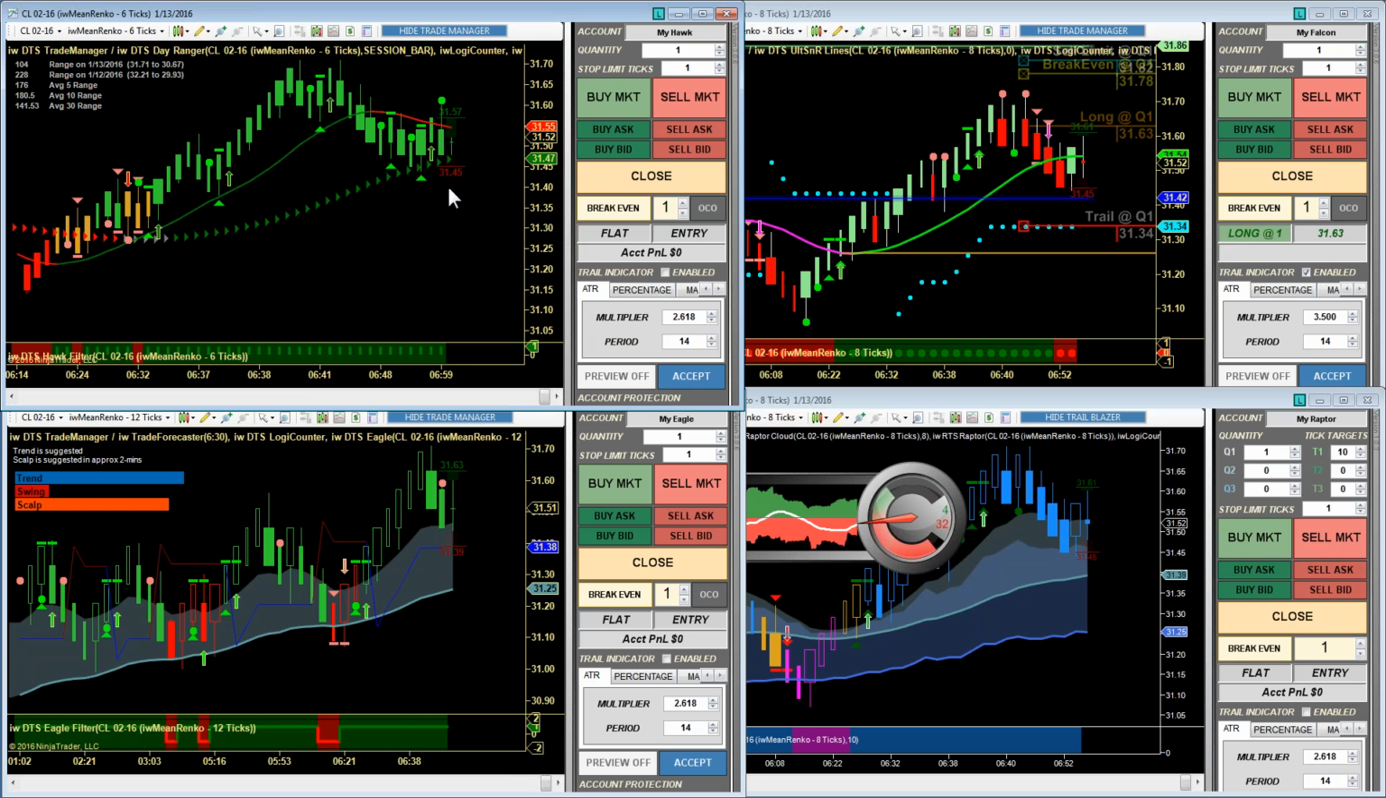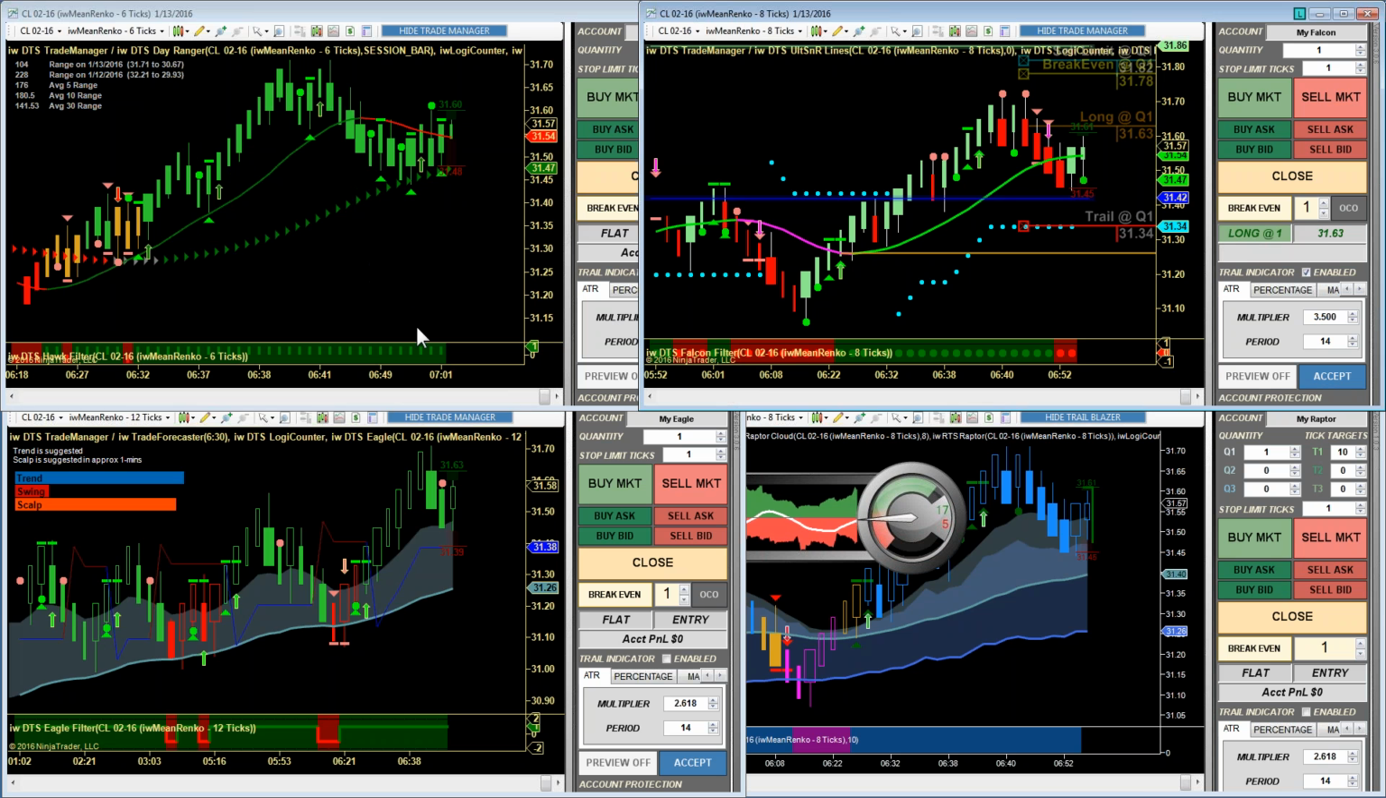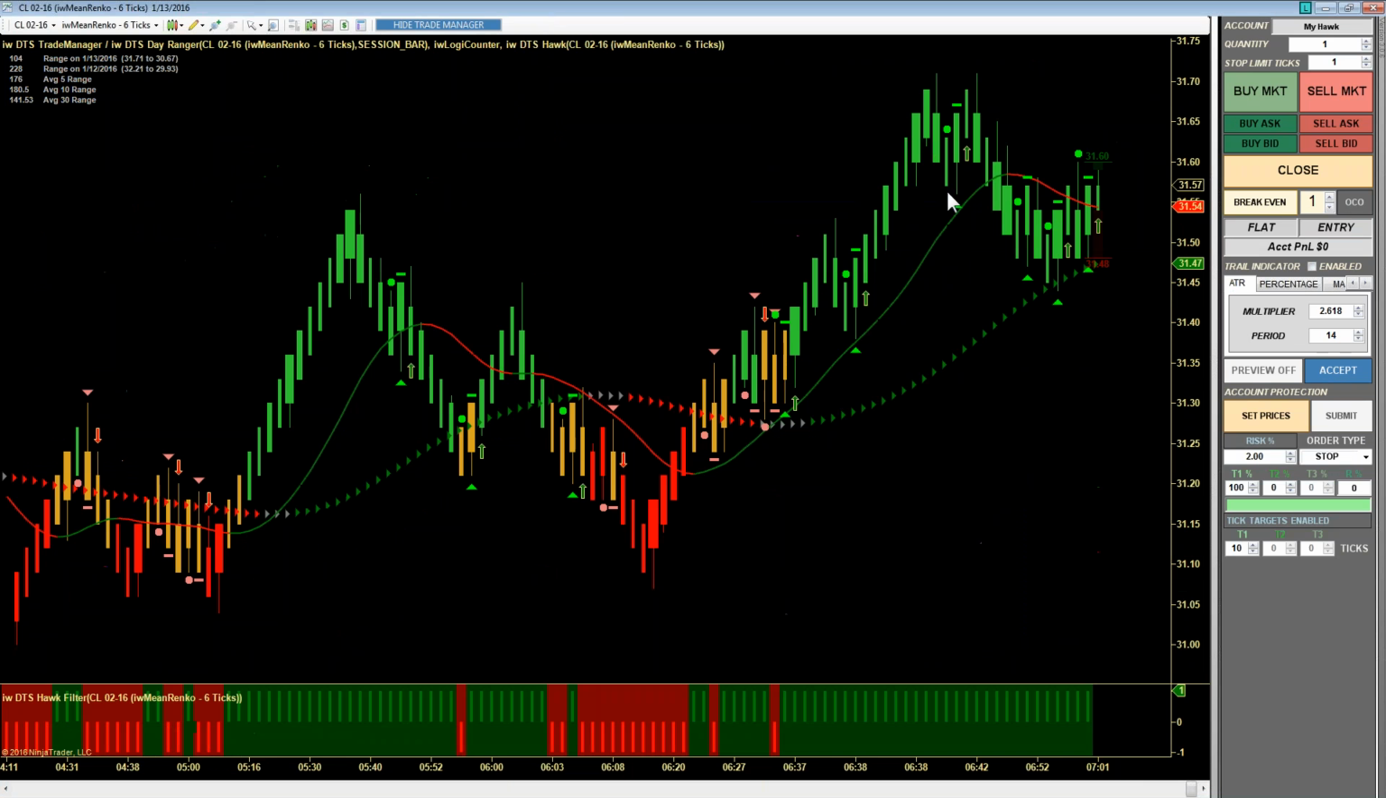This particular bar style is the mean Renko bars from Indicator Warehouse. The mean Renko bars are a blend of range style bars, like Renko bars, and, sorry, I'm trying to do two things at once here, range style bars and candlestick bars. All right, so those are the mean Renko bars. The nice thing about the mean Renko bars is that they're very good at showing you price action.